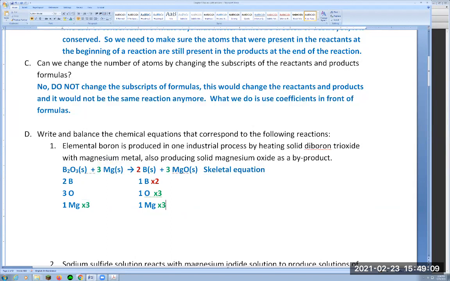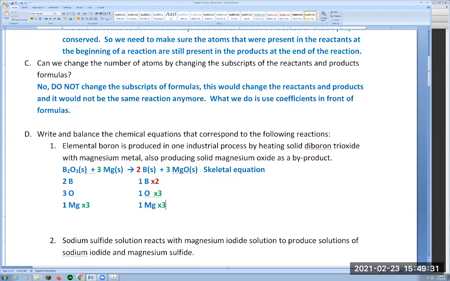So let's verify. 2 boron on the left, 2 boron on the right. 3 oxygen on the left, 3 oxygen on the right. 3 magnesium on the left, 3 magnesium on the right. So this is balanced. Now the skeletal equation is balanced, so we can call it a balanced equation. So that's how you do it.